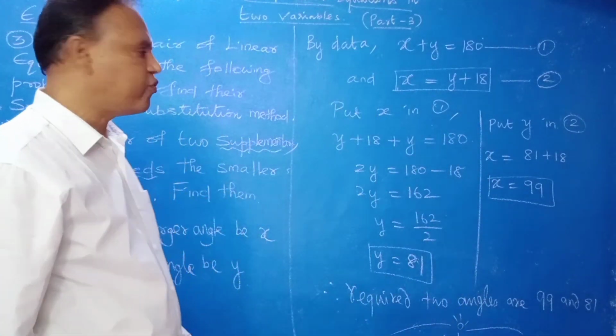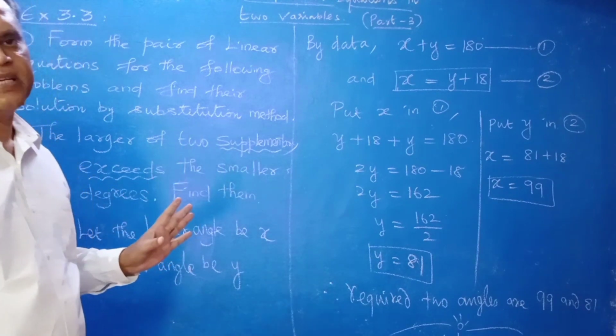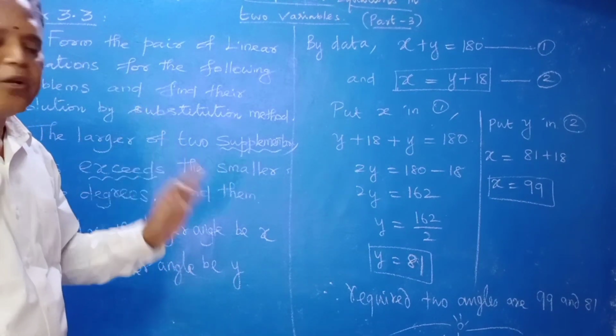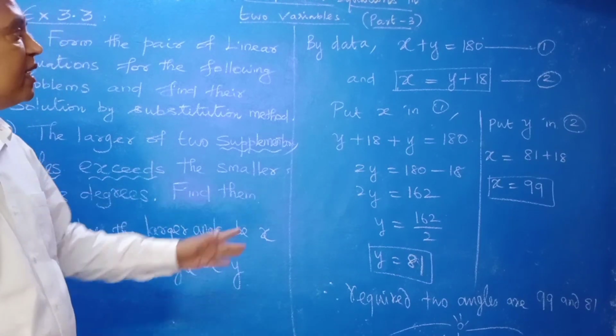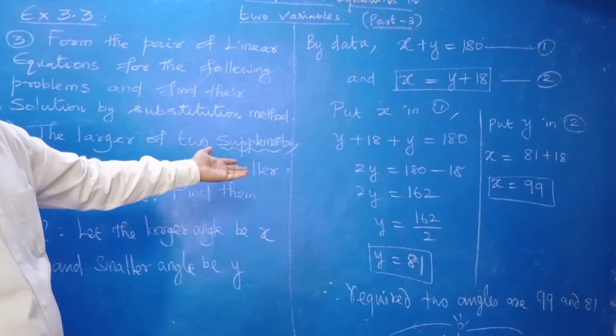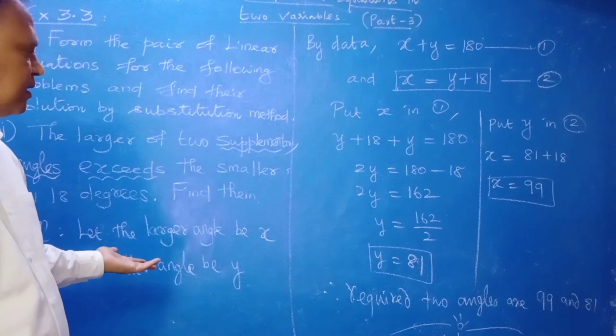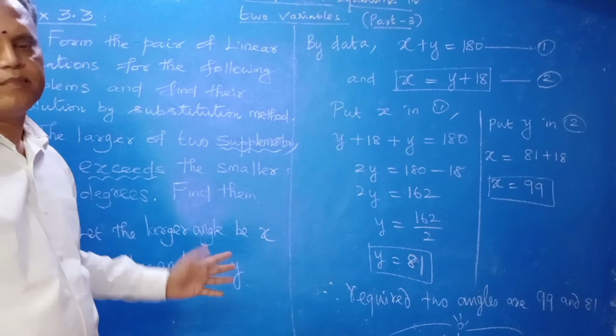Okay, so this way you can easily find out the angles. The only thing is you have to understand the concept. Accordingly you have to frame the equation, then apply the substitution method. Here we applied the substitution method and we have done. Clear? So very simple.